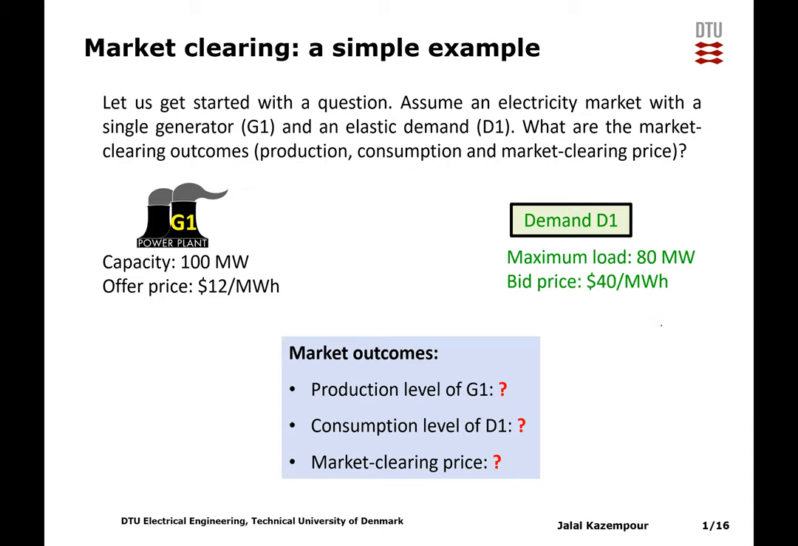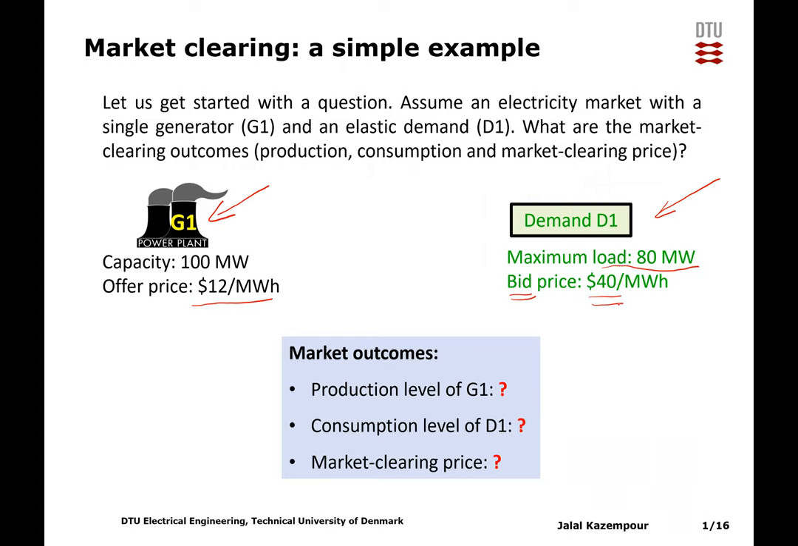Let's assume that we have a single hour, no network. We have a single generator, G1, whose capacity is 100 megawatt and whose offer price is $12 per megawatt hour. And also assume we have only one demand D1, who's elastic to price. The maximum load of this demand is 80 megawatt, and the bid price of this demand is $40 per megawatt hour. Okay, it's a very simple market and we'd like to clear it manually without writing an optimization problem.